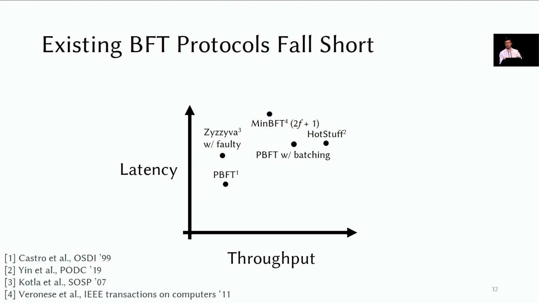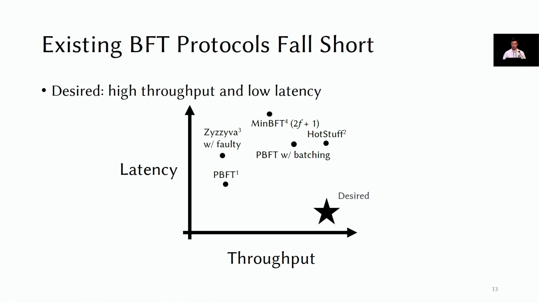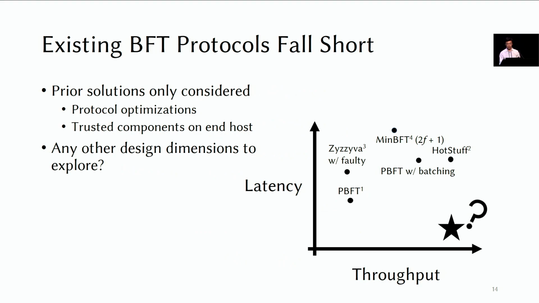Unfortunately, existing BFT protocols cannot. In this figure, we can see the throughput and latency characteristics of various previous BFT protocols. The desired performance of permissioned blockchains, which is high throughput and low latency, cannot be achieved at the same time by any of these protocols. We noticed that prior solutions only consider protocol optimizations and trusted components on end hosts, and we asked whether we have any other design dimensions to explore.